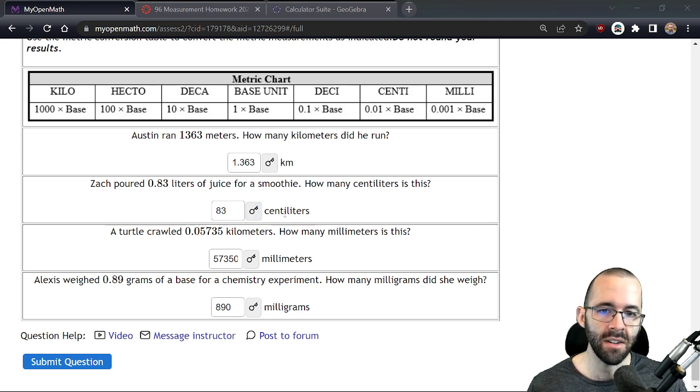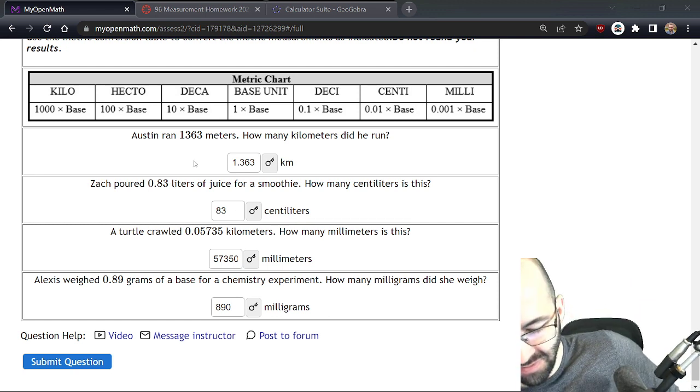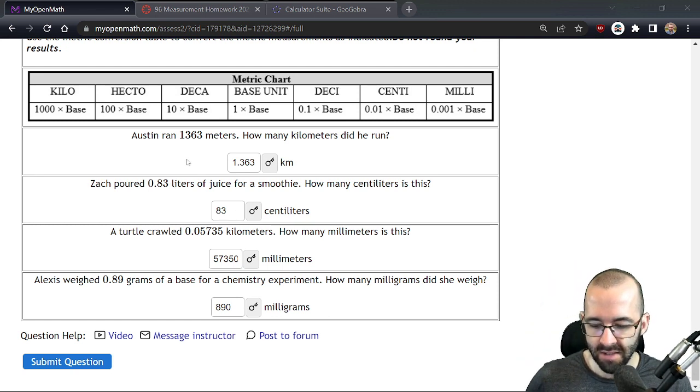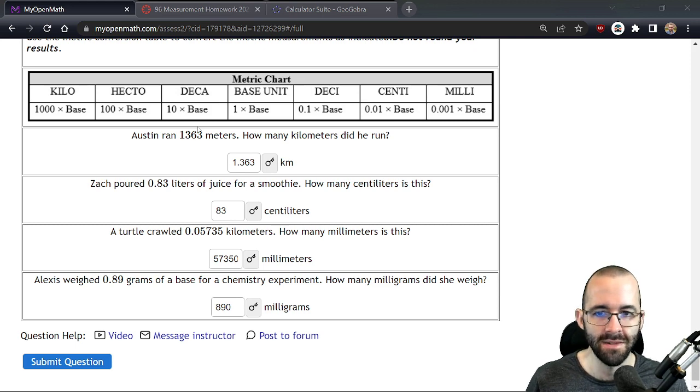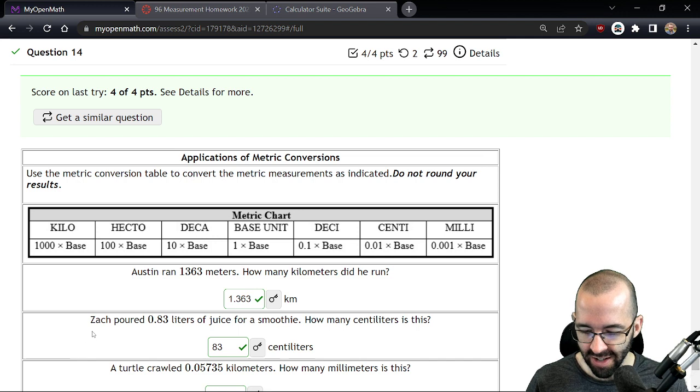Similarly, centiliters are hundredths of a liter. 83 hundredths of a liter is 83 hundredths of a liter. Great. And I don't know how you do that same logic for this one. I'm sure there's a way. But a kilometer is 1,000 meters. So what is 1.3 thousand meters? Well, it's that. Great. Let's see if I got it right. Nice.